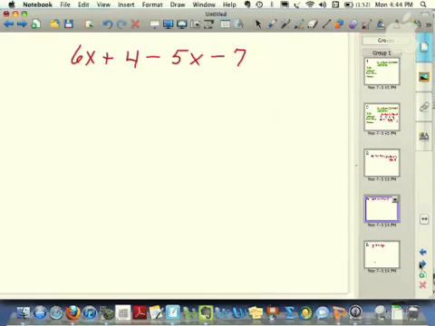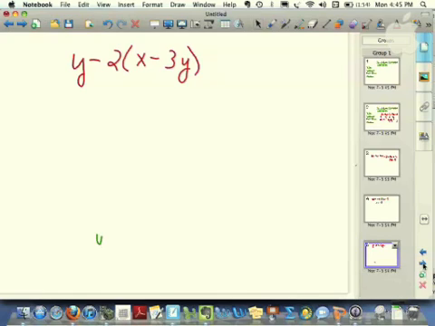Let's look at the next one. It has some subtraction in it. So the first thing I'm going to do is change that subtraction to add the opposite. Now I'm going to look for like terms. 6x and negative 5x are 2 like terms. I can add those together, add their coefficients. 6 and negative 5 is 1x. No need to write the 1, just call it x. Then I'll add the constants. 4 and negative 7 add up to negative 3. Once again, don't add the x and negative 3 together. One is a variable, one is a constant.